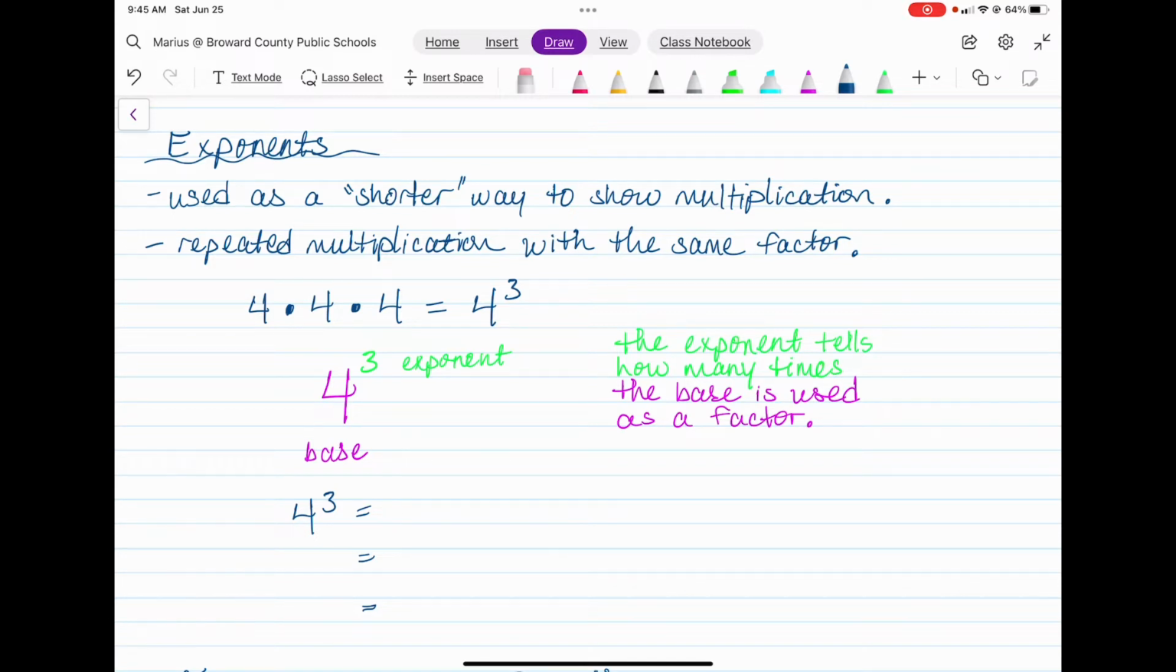So if we were figuring this out, 4 to the third power, once again, means 4 times 4 times 4. And then if I'm working through this, 4 times 4 is 16. And then 16 times 4 is 64. So 4 to the third power is equal to 64.